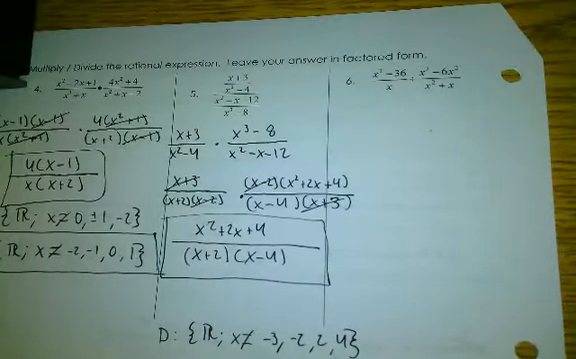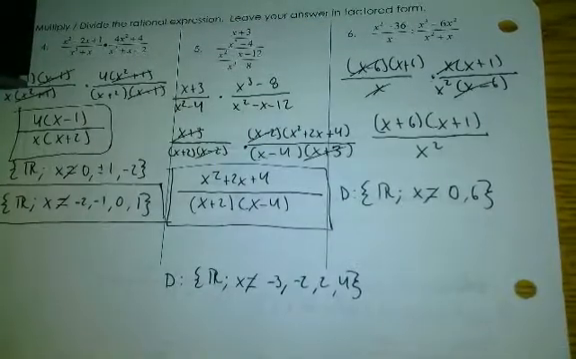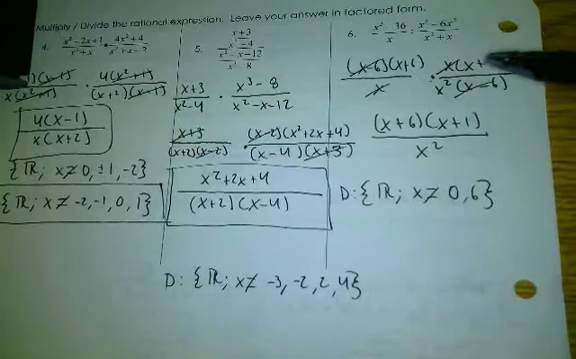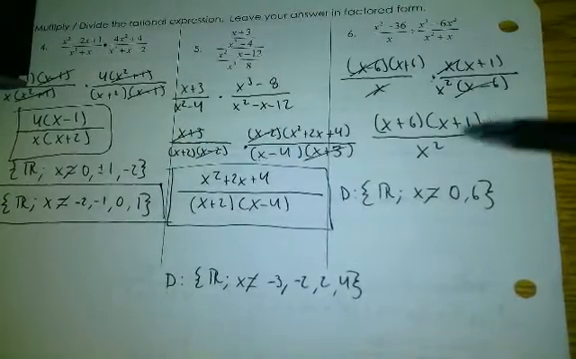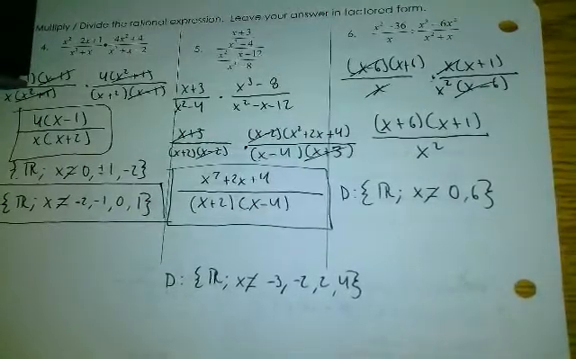Alright, so go ahead and check your answer. After factoring everything out, I reduced to be x plus 6 times x plus 1 over x squared. And your domain should be all real numbers except x cannot equal 0 or 6. Okay? Questions? Concerns? We're good? Alright, let's move on.